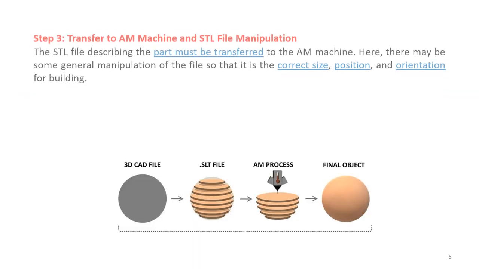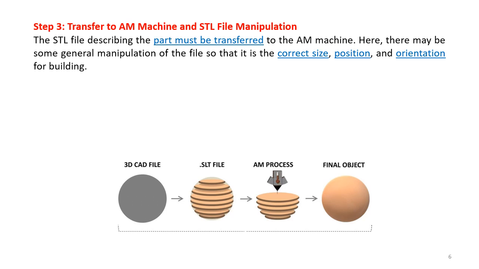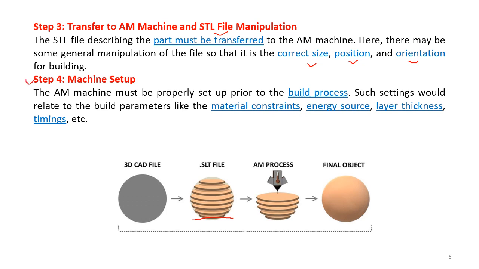Okay. Next, transferring of the STL file into the AM machine. The STL file will have the description of what part must be transferred to the machine. Here some manipulation work may be required, for getting the correct size and where to position and how to have the orientation. For example, this is the CAD file of a sphere. In the STL file or in this machine transfer, we have to tell how to orient it, means from where to build, either from bottom to top or top to bottom. So orientation, correct size, and what should be the tool movement and how much tool movement, all those things come under this step. Next one is step 4, that is machine setup.